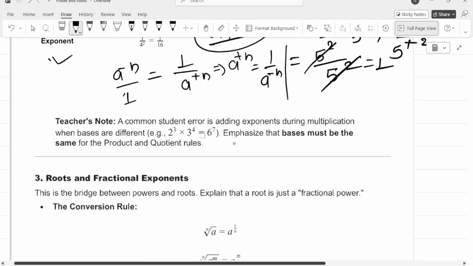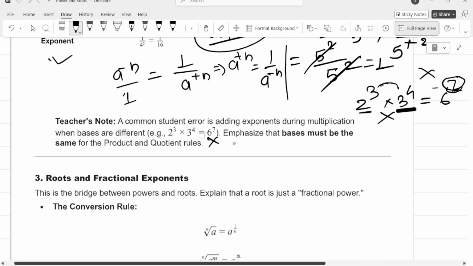Now here are a few common questions where we can make an error. 2 to the power 3 into 3 to the power 4 is equal to 6 to the power 7. Is that right? 4 plus 3 is 7 and 6 plus 3... No, that is wrong. Because when the base is the same, then the powers add. Here the base is not the same, so that never comes 7. That never comes 7.